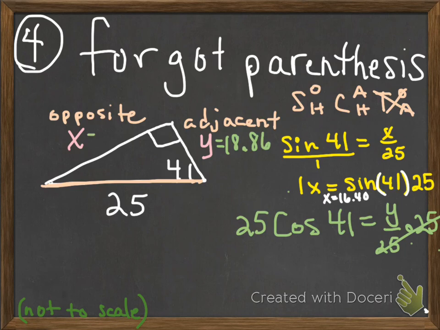We don't really have to cross multiply. I've been saying cross multiply because it's an easy way to remember that you can cross multiply anytime you're doing missing sides. But if you look at this one, all you really need to do is multiply both sides by 25. Be careful that you have your parentheses, or be careful that you can put your 25 in front, and that saves you from that problem. And so your final answer is 18.86 for y and 16.40 for x. I hope that helps.